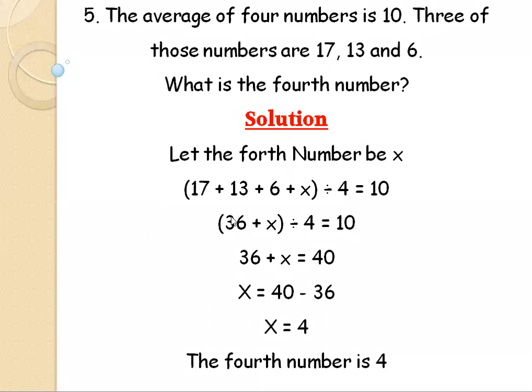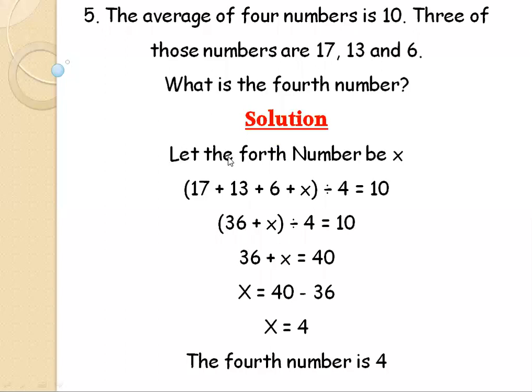The next question says the average of 4 numbers is 10. First of all, you need to know what average means. Average means adding all the numbers you have and divide it by 4 because you have 4 numbers. Add all the numbers you have divided by the total numbers you have. So 3 of the numbers are 17, 13, and 6. What is the 4th number?